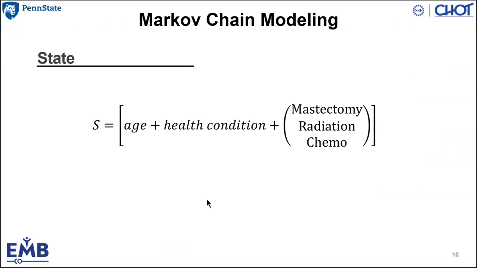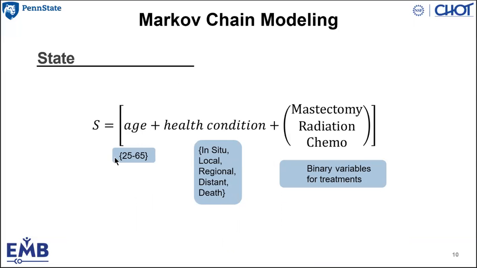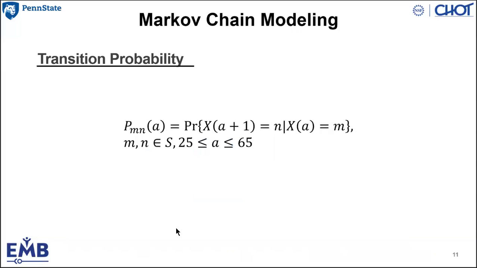With the data we retrieved from the SEER dataset, we defined our Markov chain model. Our states are defined as age, health condition, and treatment histories. The age we are considering is from 25 years old to 65 years old. And our health condition is defined by different cancer stages and death. And treatment methods are treated as a binary variable.